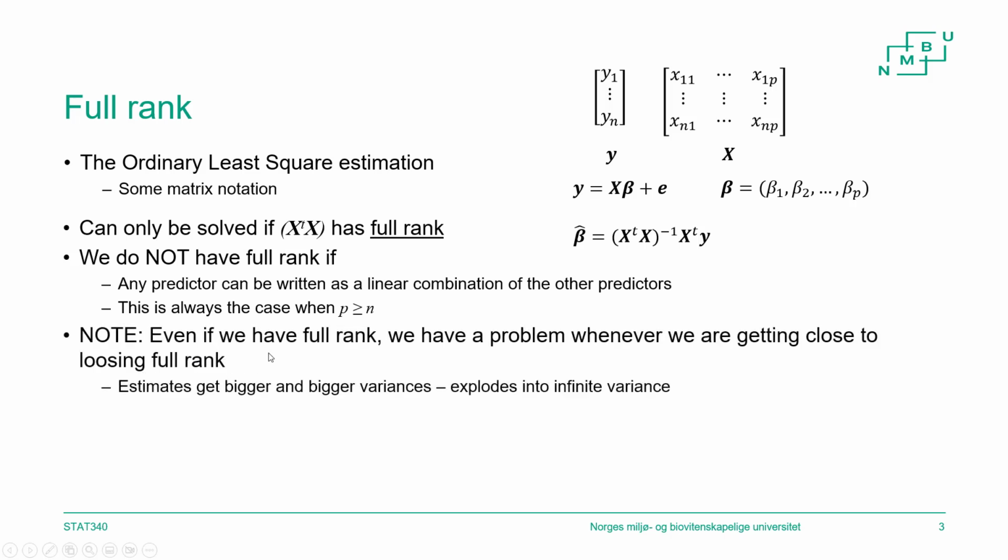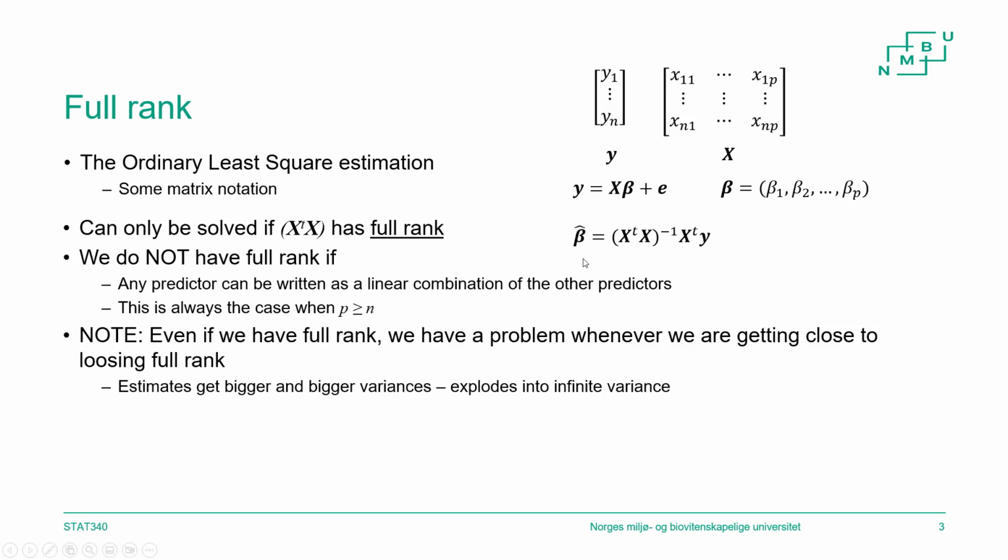We should also be aware that even if we have full rank mathematically, we still have a problem whenever we are getting close to losing the full rank. So if you have p almost as large as n, then you also have a problem, not as acute, but still a problem, because estimates get bigger and bigger variances as p grows when n is fixed. And then it explodes into infinity when you cross that limit.